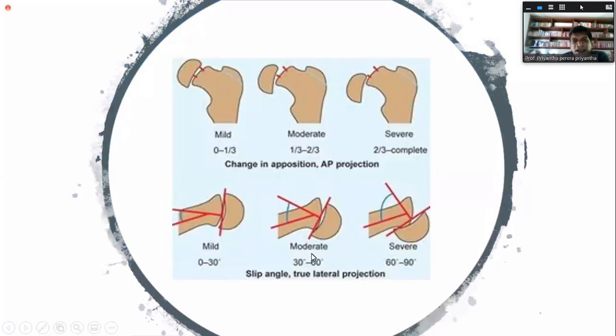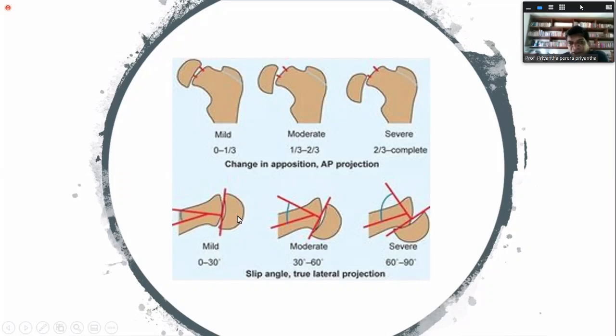The second thing is, you draw a line between these two edges of the head of the femur, right? And then you draw a perpendicular line to that line, and then you draw a line parallel to the femur shaft, right? So the angle between this line and that line should be 0 to 30, right? 30 to 60 moderate. Sorry. 0 to 30 usually should be a line, right? Usually it should be the same line.